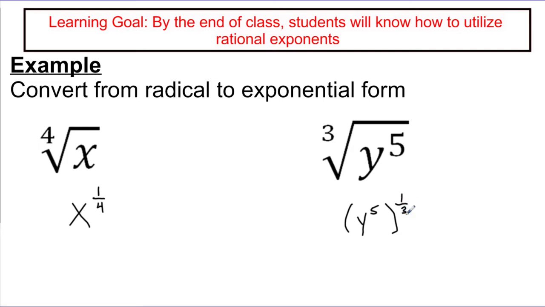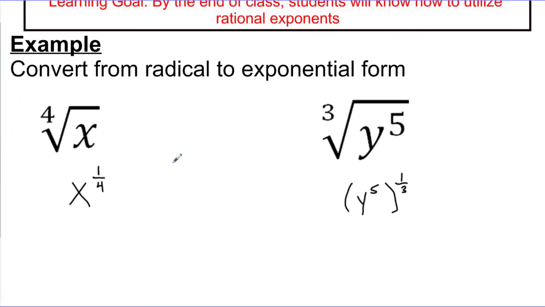Okay, and I'm going to put a 1 on the top. And we just spoke about what we do when I raise something that has a power to another power. We can multiply them together. And so what I'll end up with is 5 times a third, which is 5/3, right? And so you can see again, here's where that connection's starting to come in.